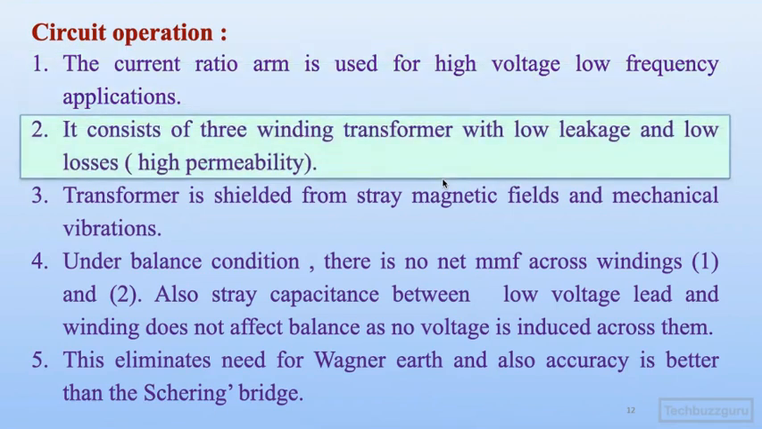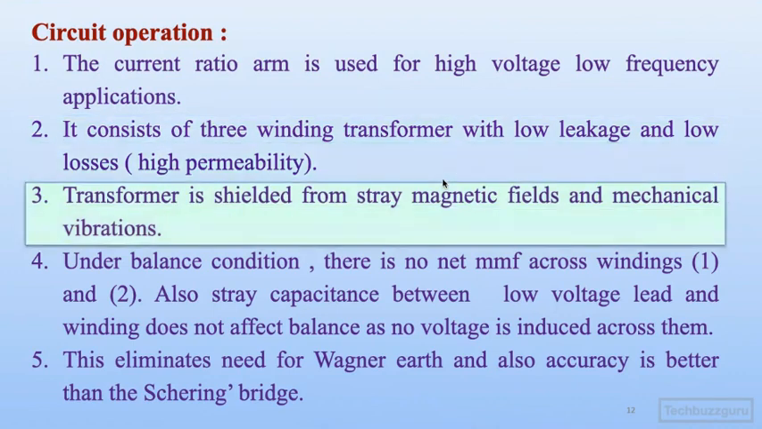It consists of 3 windings with low leakage and low losses. नेचुरली ट्रांसफॉर्मर वाइंडिंग की अगर अपने लॉसेस और अपना लीकेज रहेगा तो वो मेजरमेंट में हमेशा उसमें क्या हो जाएगा कि there will be an error. वोल्टेज रेशियो आर्म में मैंने आपको बताया कि प्रैक्टिकल और आइडियल ट्रांसफॉर्मर क्या डिफरेंस है. There is a voltage drop in the practical transformer winding, but by knowing the range of current you can eliminate that error by estimating it beforehand. Transformer is shielded from stray magnetic field and mechanical vibrations in order to minimize the errors in the measurement.